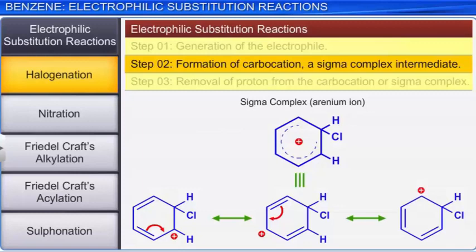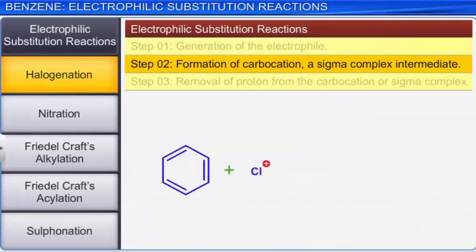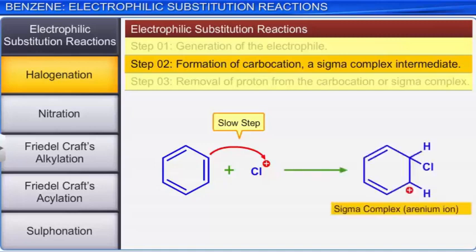Note that the second step is always a slow step or a rate-determining step, as the aromaticity is lost with the formation of sigma complex. This is because in the sigma complex, one of the carbons is sp3 hybridized and the delocalization of electrons is not possible.